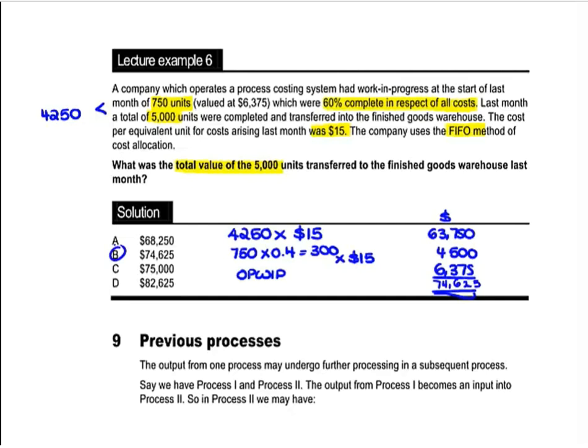Hopefully lecture example 6 then is very useful at showing you just how happy you have to be with worked example 6, because you could be required to complete any of the stages. The question could equally have given you some additional information and asked you to work out the cost per equivalent unit.